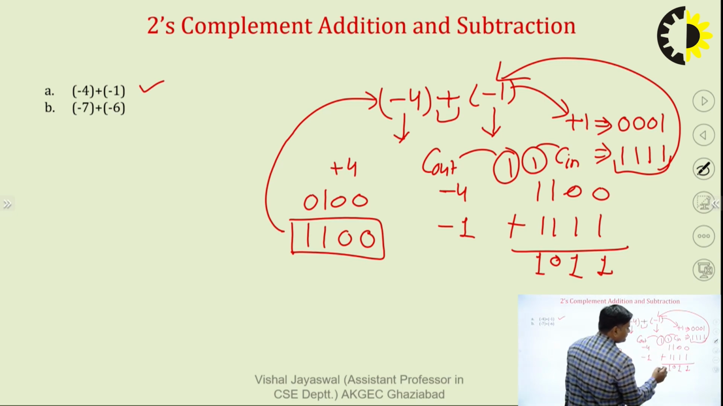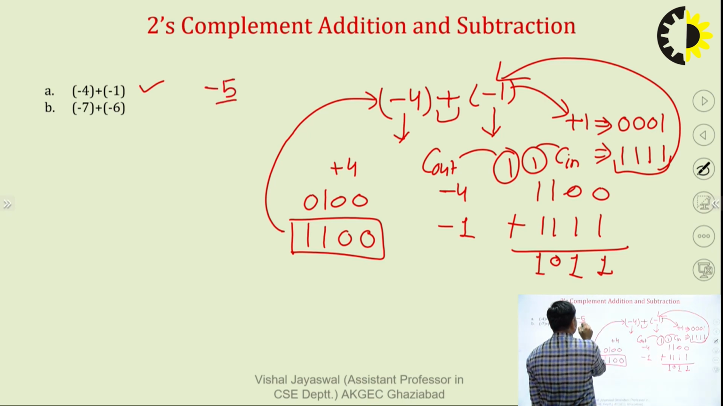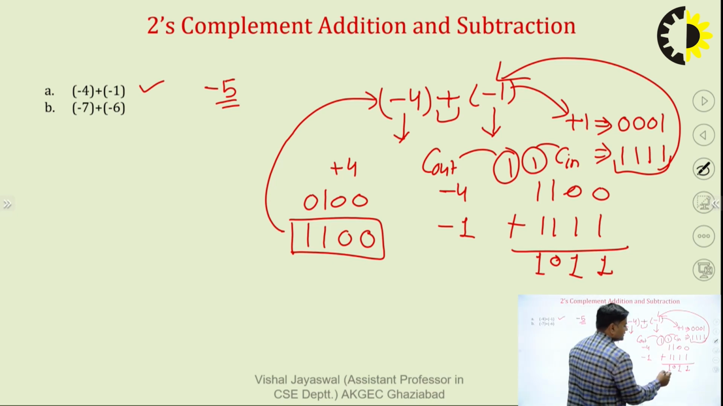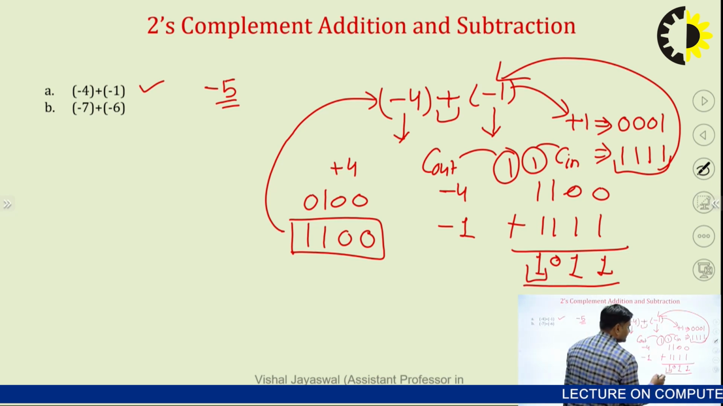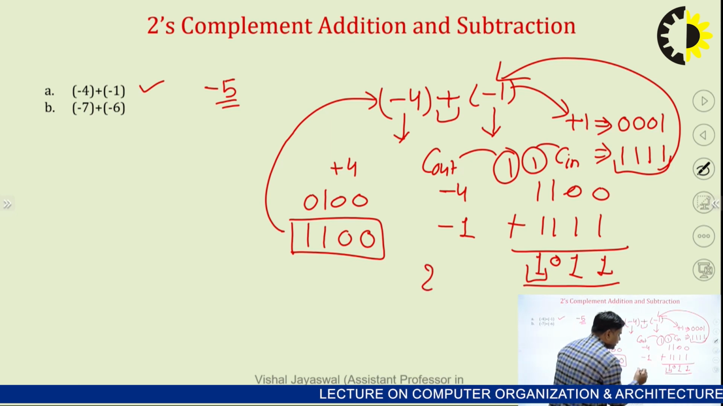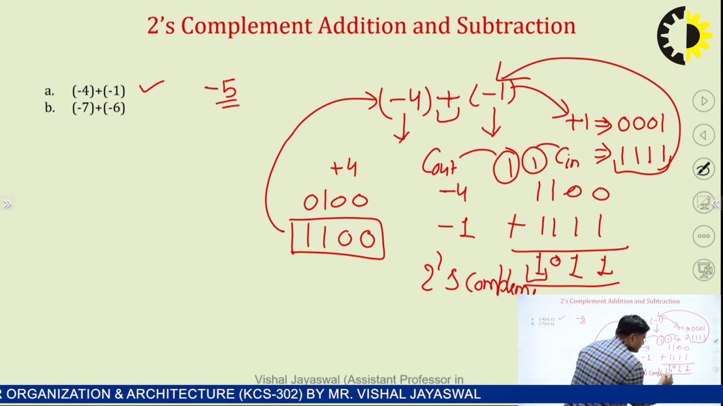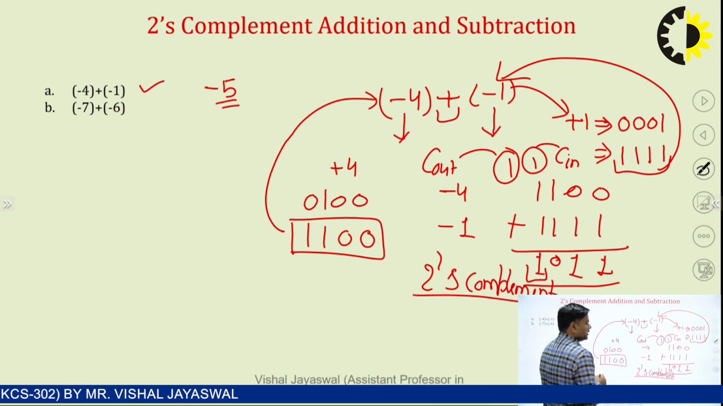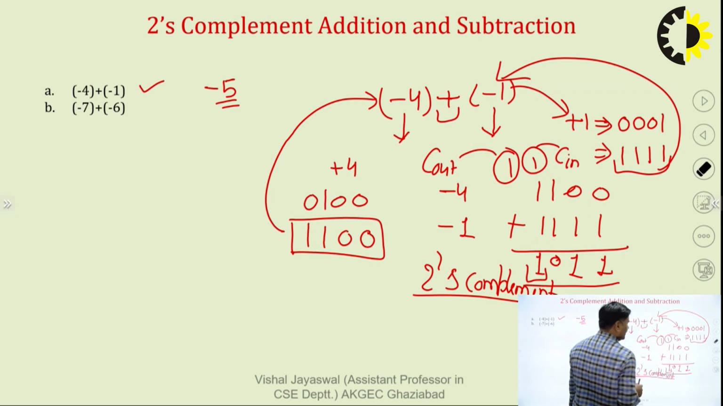And this is the result of minus 4 and minus 1. If we want to add minus 4 and minus 1, then the result should be minus 5. We can say that this is minus 5, because the first position bit is 1, so this result is in 2's complement form. If we want to see the actual result, then we have to take the 2's complement of this number.